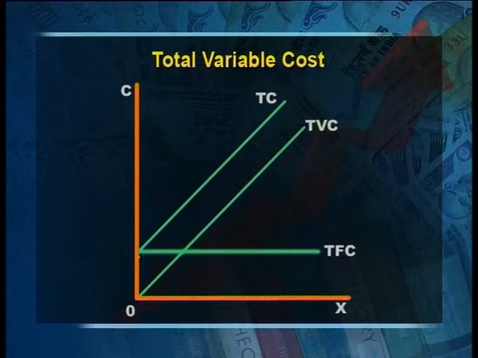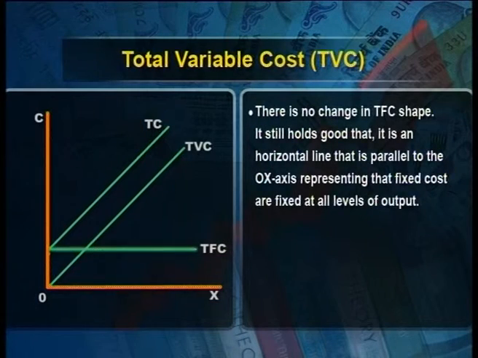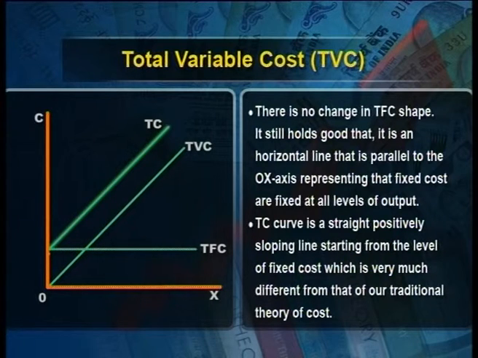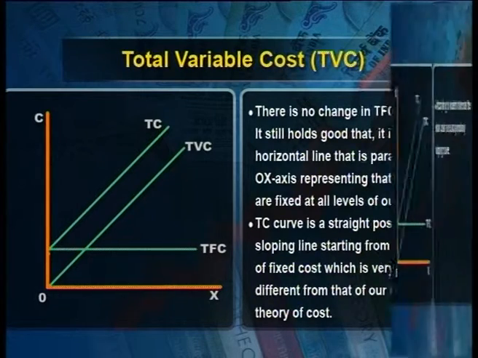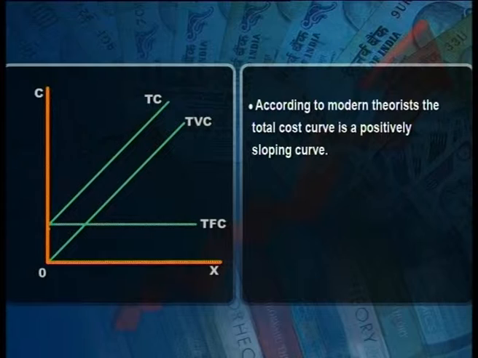If you look at the shape of the TFC curve, it's clear there is no change in its shape. It still holds good that it is a horizontal line which is parallel to OX axis, representing that fixed costs are fixed at all levels of output. Look at the TC curve. The TC curve is a straight, positively sloping line starting from the level of fixed cost, which is very much different from that of our traditional theory of cost. In the traditional theory of cost, we understood the curve was assuming an inverse S-shaped curve, but according to modern theorists, the total cost curve is a positively sloping curve.